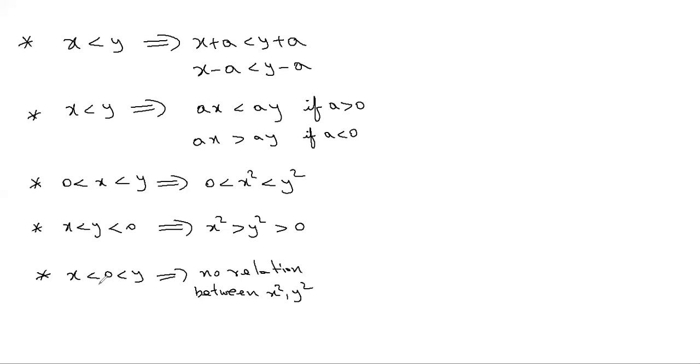Anything can be greater. X square can be greater, y square can be greater. Sometimes x square is greater, sometimes y square is greater. That's why there is no relation between x square and y square.